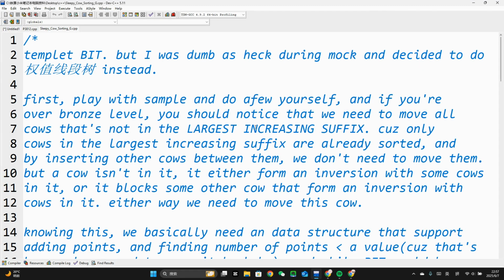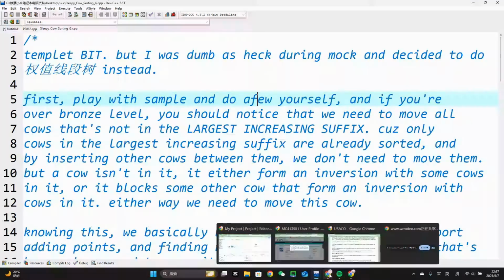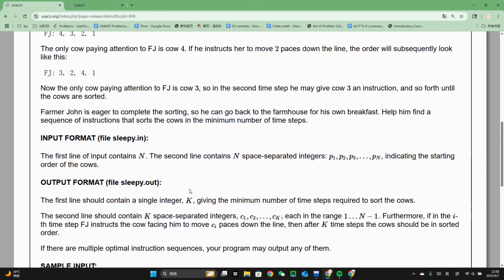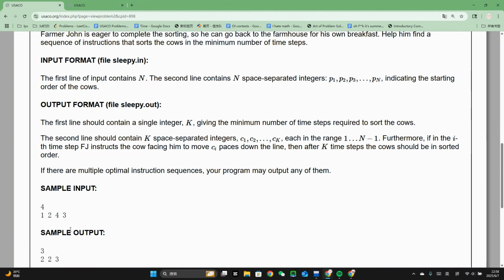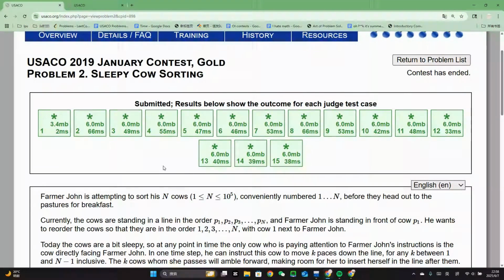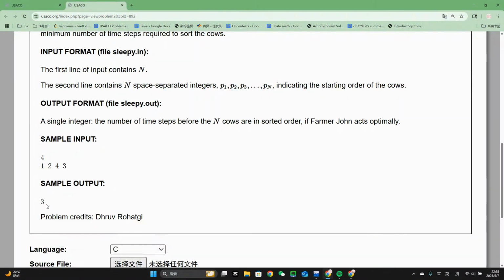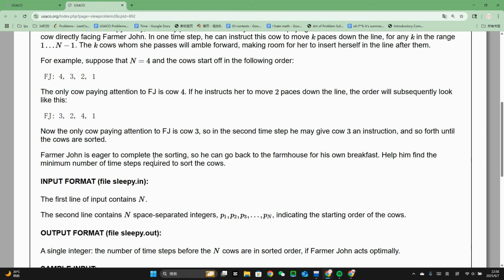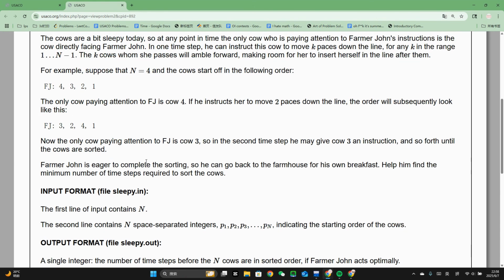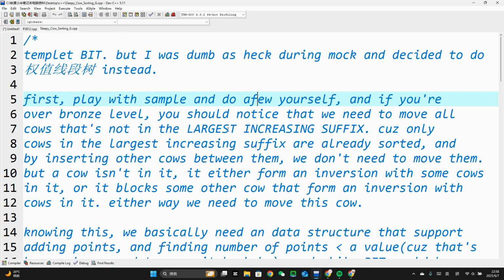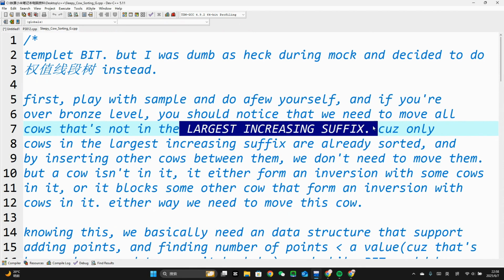Anyways, first of all, you have to play with a sample a few times yourself. And if you're above bronze level, you should probably know how to calculate the minimum number of moves needed. You probably won't know the sequence of moves if you're bronze level, but you know how to calculate the number of moves, because there's the exact same problem in bronze in which you just had to output the number of moves. And after playing with the samples, if you're over bronze level, you should notice that it's just the length of the largest increasing suffix of this sequence, because this can be easily proven.